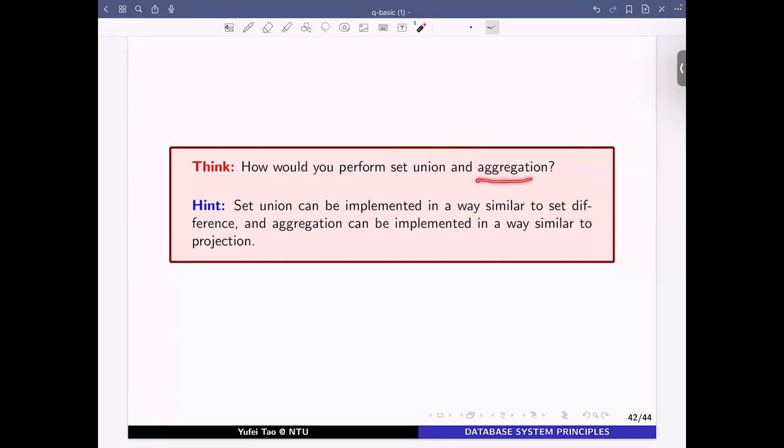On the other hand, aggregation. If you still remember the definition of aggregation, it has everything to do with group by, right? And group by in turn has everything to do with projection. So indeed, this operator can be processed in a way that's very similar to projection. So this is wonderful. These two operators would make wonderful exercises for you to practice what you have learned here.